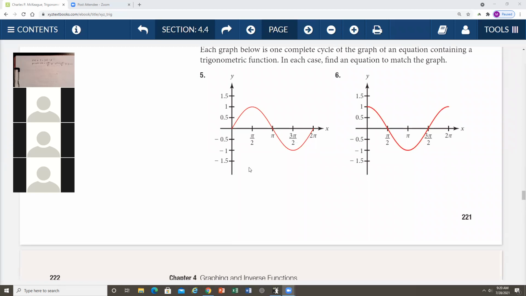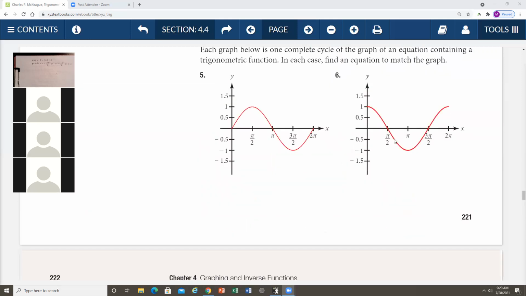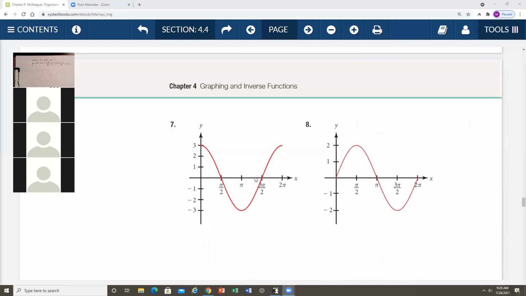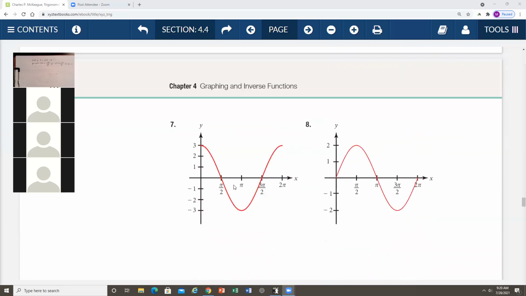For that reason, there is no horizontal phase shift that has occurred between 6 and 7. And there's no vertical phase shift. The graph has not been translated upwards or downwards. The only difference is the amplitude has gone from being 1 to 3. For that reason, we should be able to write the equation of number 7's graph there. So there is no phase shift.